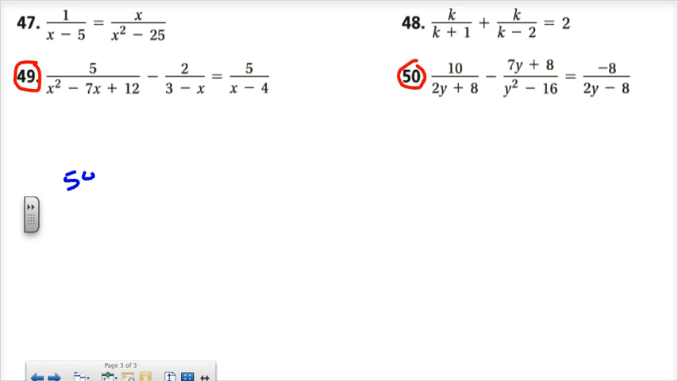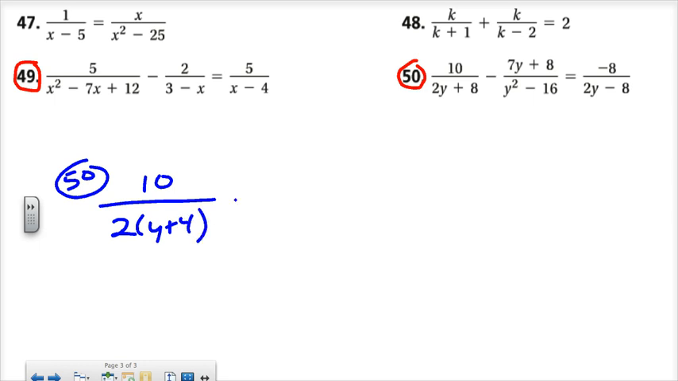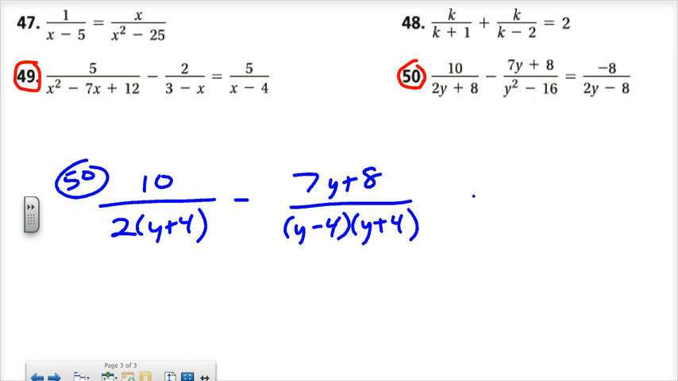Number 50, we have 10, and then I noticed my denominator, I definitely could pull a 2 out of that. And then I have 7y plus 8, and I notice y squared minus 16, no common monomial factor, but definitely a difference of 2 squares. And then over on the right-hand side, I have negative 8, and then a 2 would definitely be factored out of that.